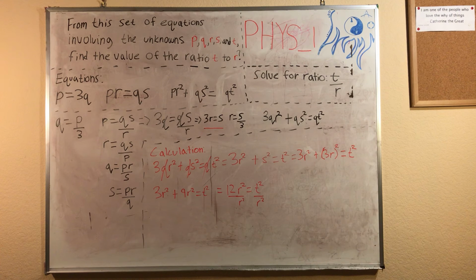Remembering our ratio is t divided by r, let's divide by r squared on both sides to get the t and r on the same side. So cross out the r squared on the left side, and with t squared over r squared equals 12, all we have left to do is square root all the terms to leave us with our final ratio of t divided by r equals plus or minus the square root of 12. So from this set of equations, we have found the ratio of t to r to be plus or minus the square root of 12.